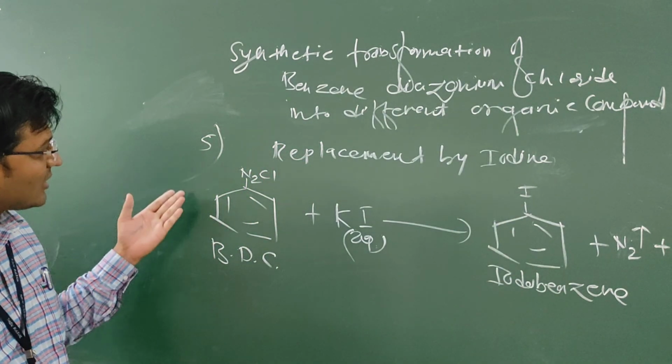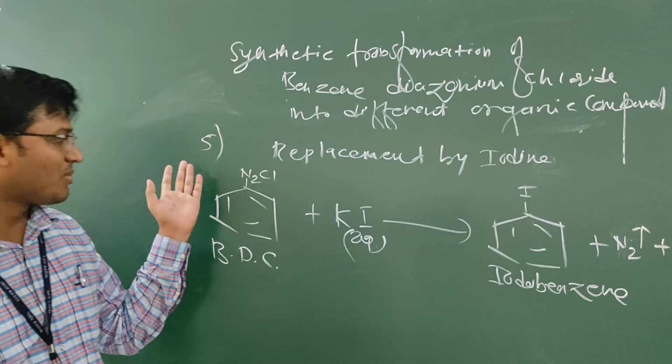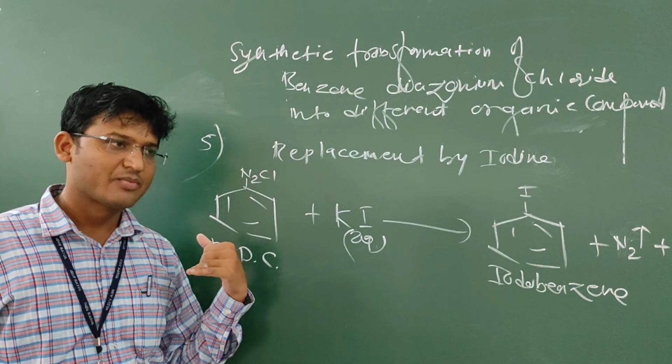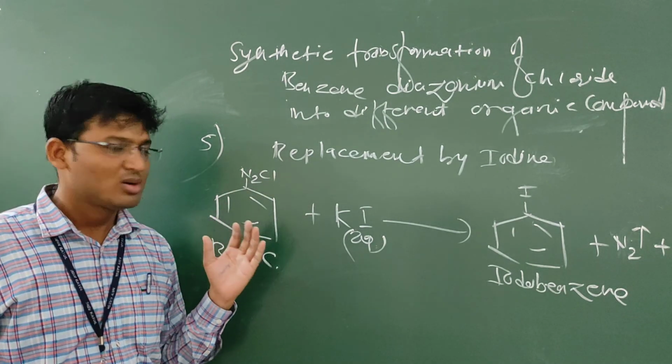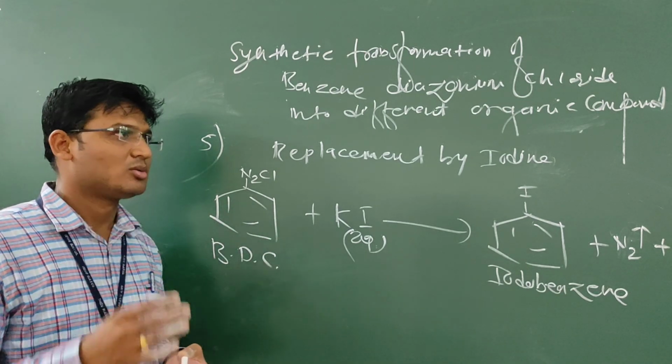In this way, these are the five methods of transformation of benzene diazonium chloride into different compounds with different reagents. The remaining reactions we will discuss in tomorrow's lectures.